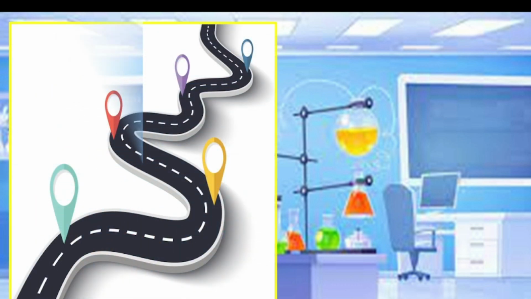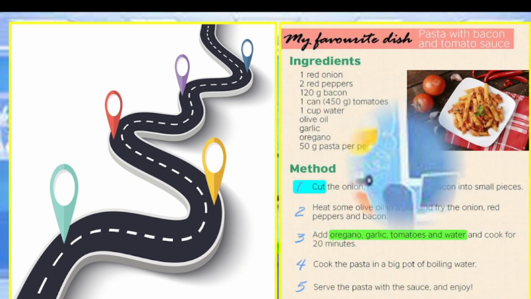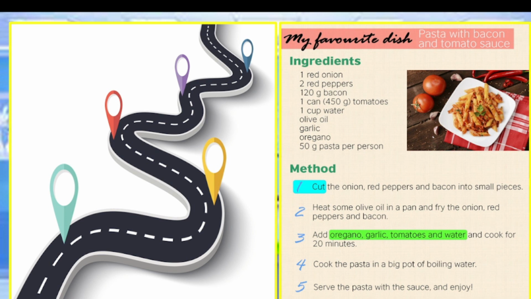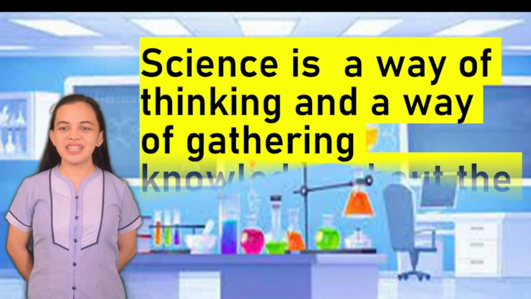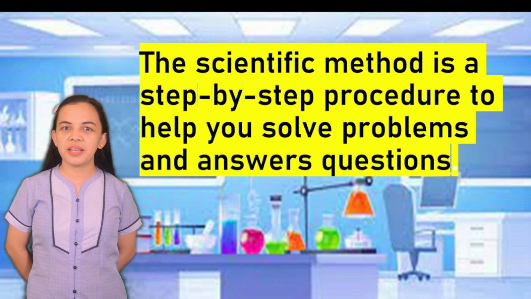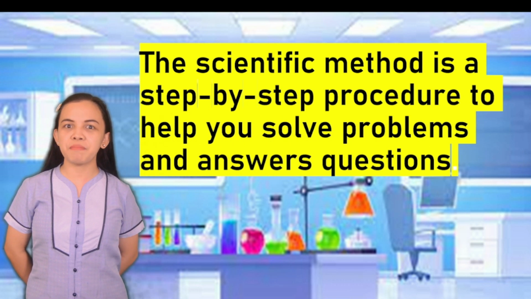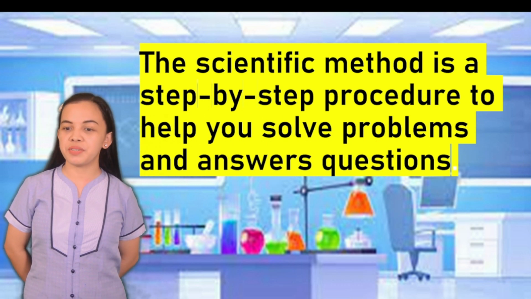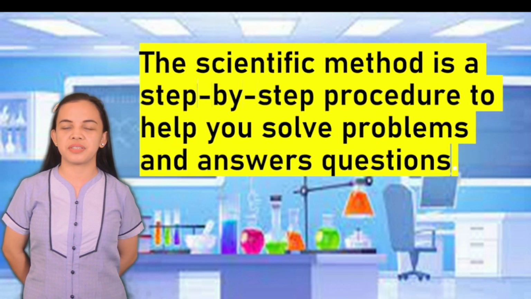The scientific method is like a roadmap that you follow to get to your destination. It is also like a recipe that we follow to come up with a delicious food. We can use scientific method to understand our world even better. Science is a way of thinking and a way of gathering knowledge about the world that is both accurate and reliable. The scientific method is a step-by-step procedure to help you solve problems and answer questions.